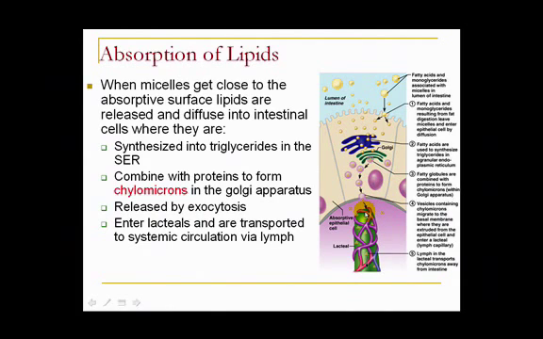and then they're released by exocytosis into the submucosal area. And some of your fats will be transported in the blood, but a lot of them get into the lymph system, so they get into the lacteal that's in the villi. And eventually they'll get dumped into the blood when the lymph system empties into the subclavian vein.